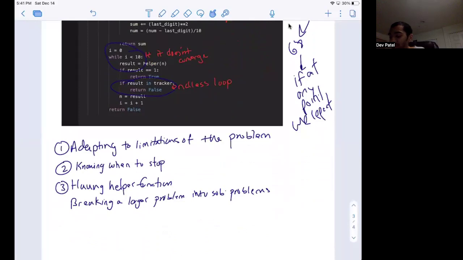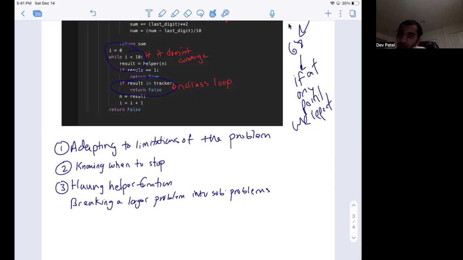So there's 3 key points when we're doing this problem. One is adapting to the limitation of the problem. This specifically refers to the fact that we've done this iteration 10 times. The reason that we picked 10 is because, per the limitations of the problem, there wasn't any number where we had to calculate the sum of the square of the digits more than 10 times to get to either a point where it repeated in a loop or a point where it was 1. And so because of the version of the problem, we were able to take advantage of only doing it 10 times.